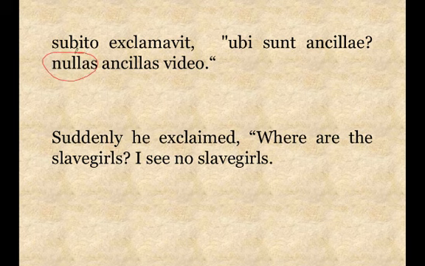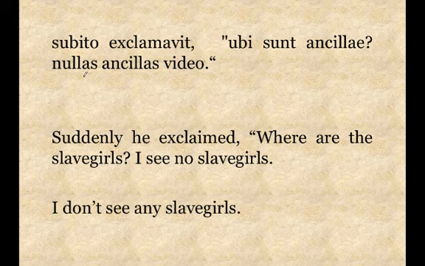So, what he sees, notice this is a positive verb, I see. What I see, however, is no slave girls. What would be a more natural English translation for I see no slave girls? Well, you could negativize the verb and do something like this. I don't see any slave girls. You can always feel free to do that to make better English.